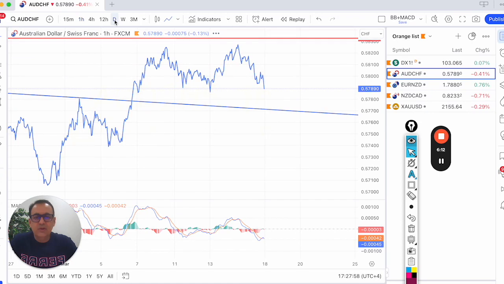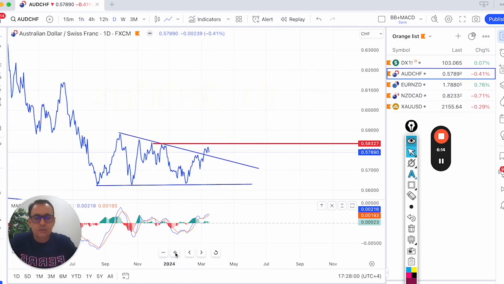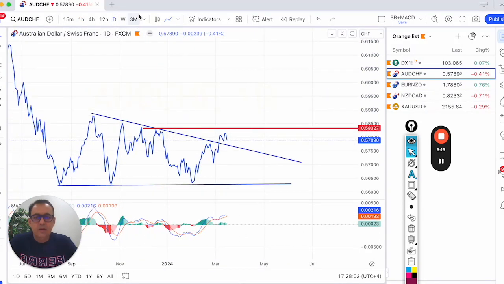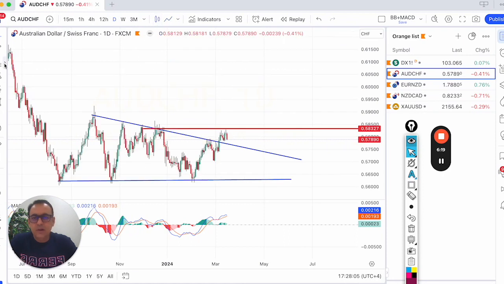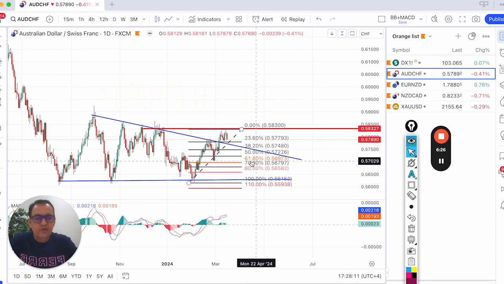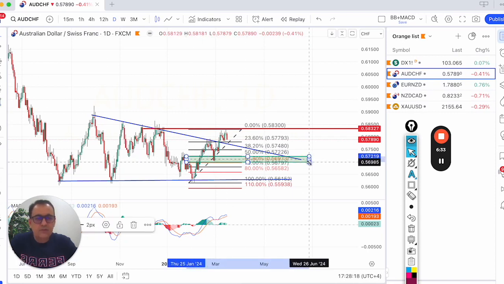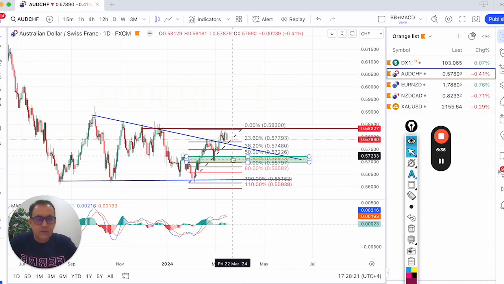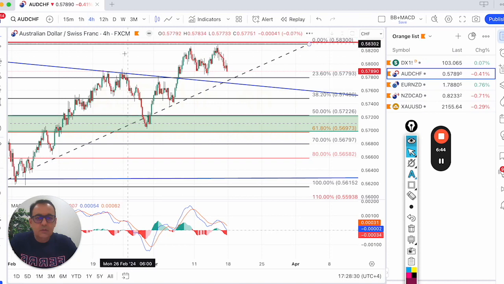Now what could be the potential target? Moving back to daily time frame, turning it into a candles chart, applying Fib retracement from the recent low to the recent high. So even if you expect 50 to 60% retracement, then our potential target to the downside is here. So this is a zone to be targeted in the downward direction. And let's move to 4 hourly chart.